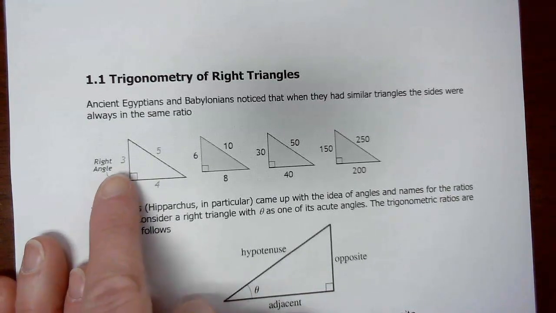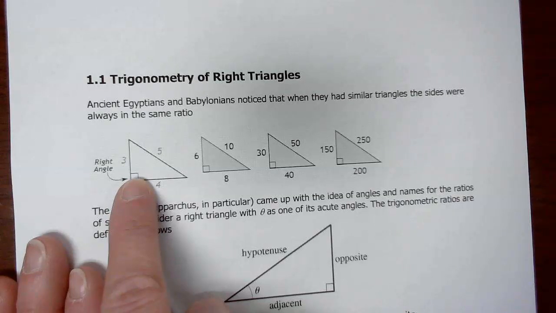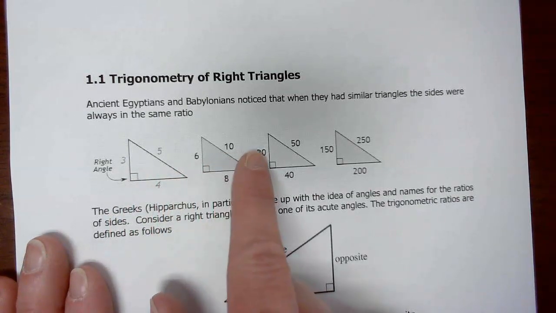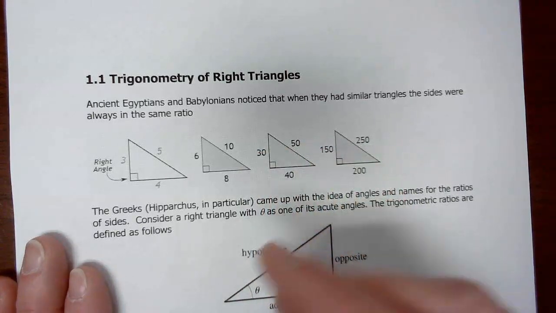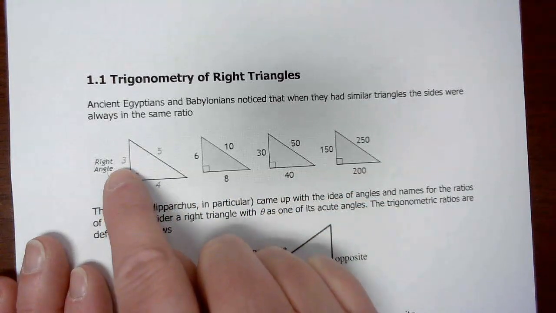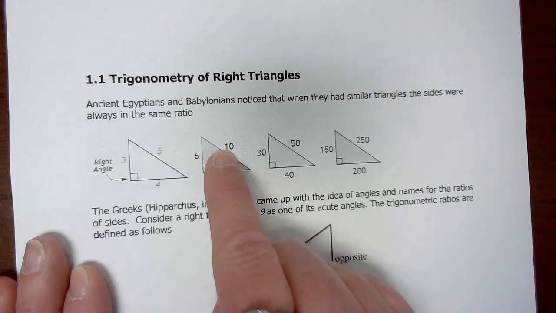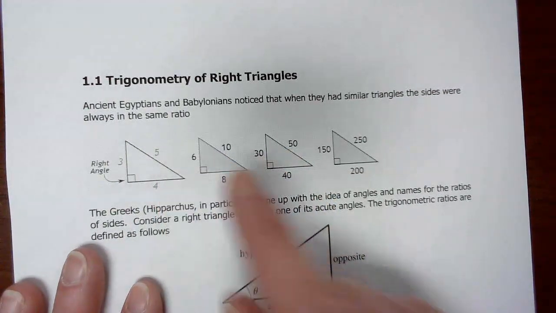For example, 3, 4, 5 was always a right triangle. And you can even scale it up and have a 6, 8, 10, 30, 40, 50, 150, 200, 250. So they're always in the same proportion. This side to this side would be 3 to 5. 6 to 10 would still reduce to 3 to 5. 30 to 50 would still reduce to 3 to 5.